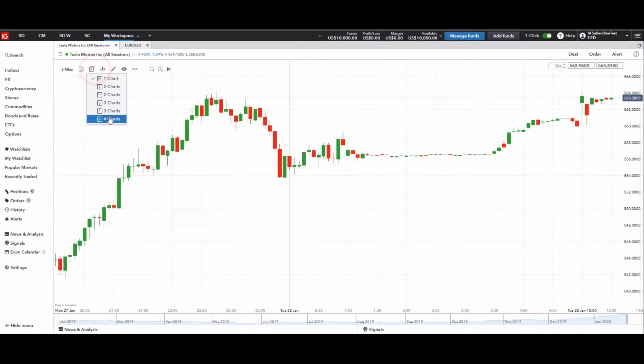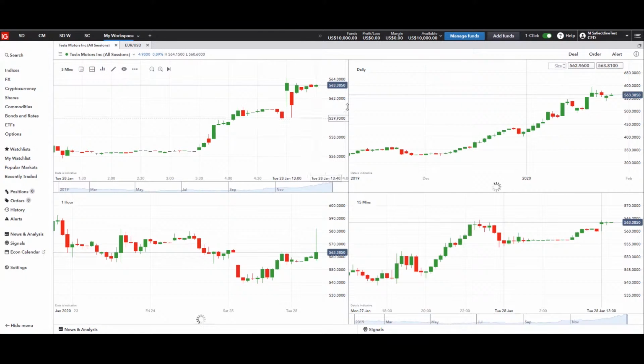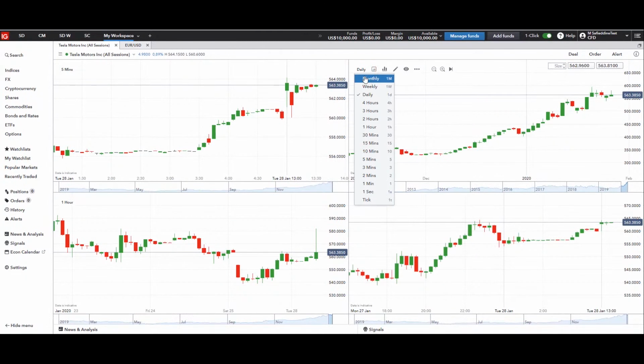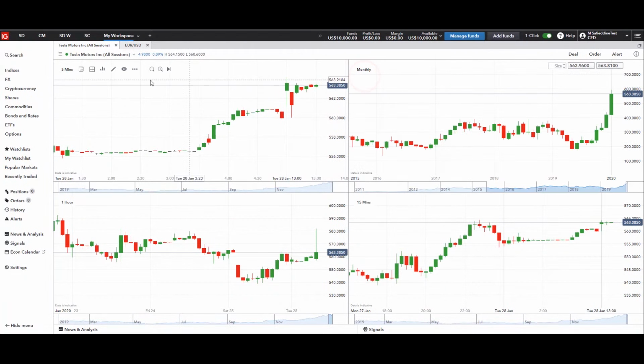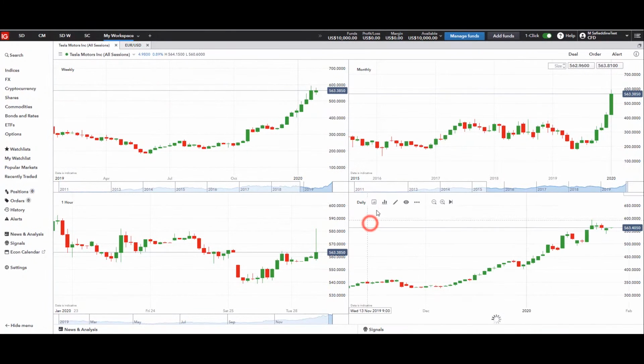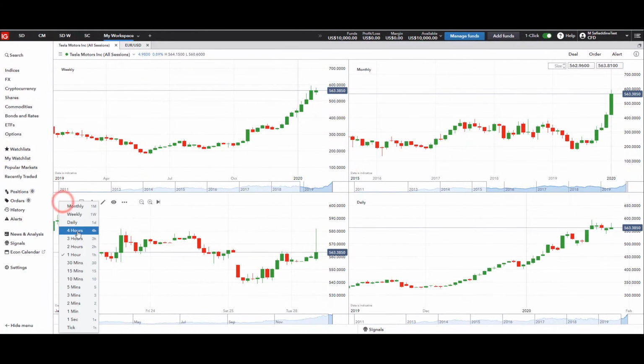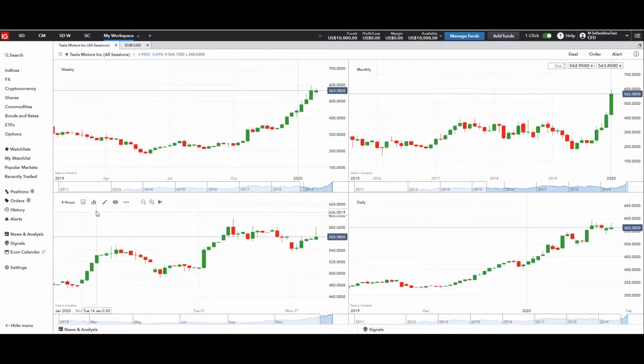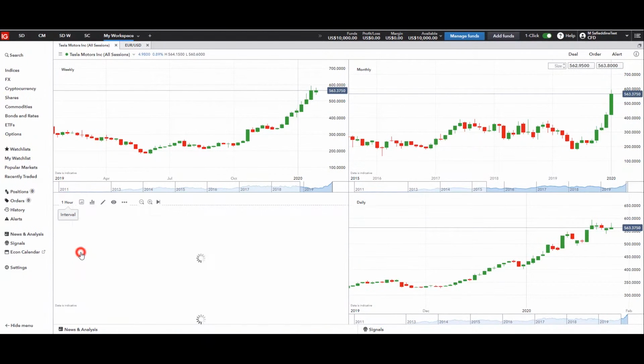And we're going to switch to 4 charts, and you can see I'm going to change it up a bit. I'm going to put a monthly, and you can change these time frames. You can put a weekly, and then let's say I want to put a daily, and then I want to zoom into, ideally, for example, a 4-hour, or if you're trading a 1-hour chart, let's put a 1-hour chart.